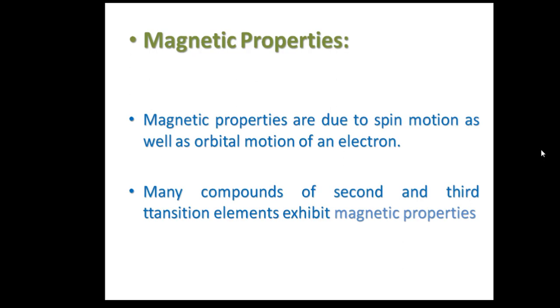But in the +6 oxidation state, they do not have unpaired electrons, so they will not show paramagnetic behavior. So definitely they will show diamagnetic behavior. In the complexes also, chromium shows the spin only magnetic moment, while in the other two elements there are orbital contributions. So these are some very important characteristics as far as magnetism is concerned with chromium, molybdenum and tungsten.